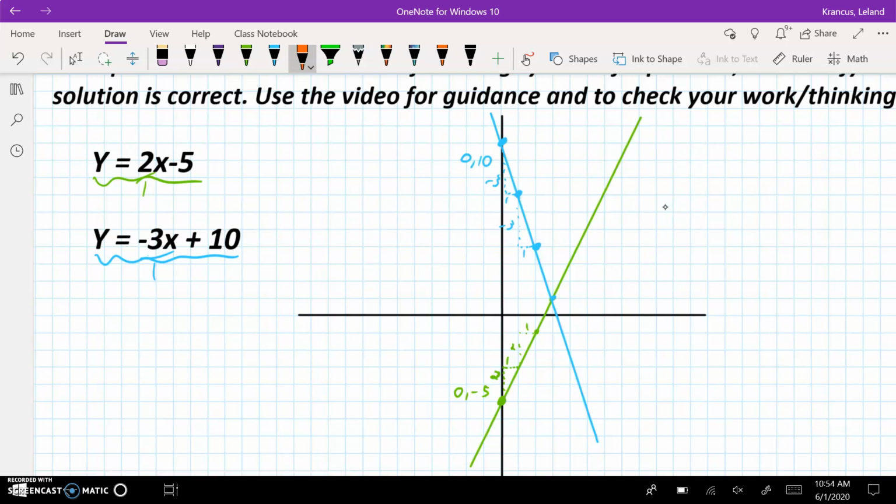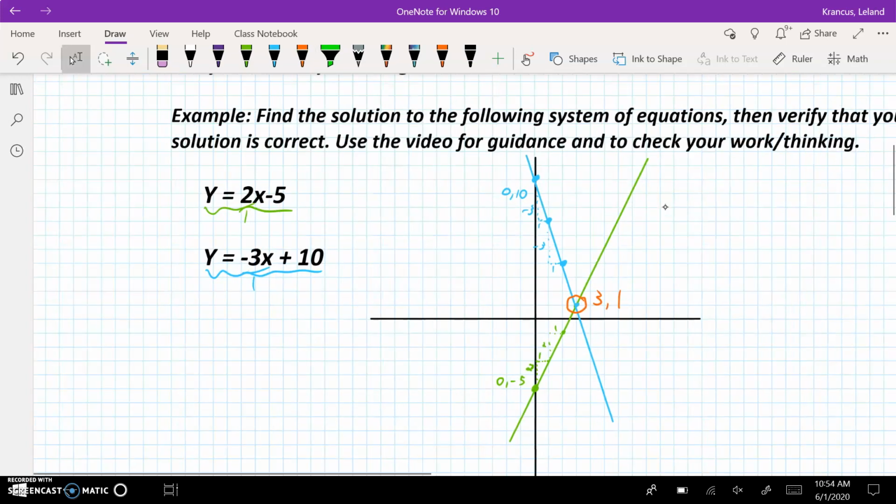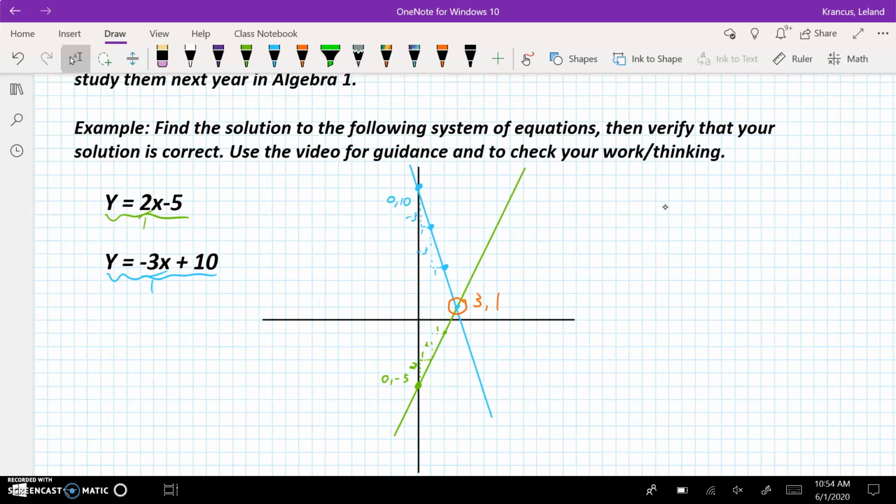Okay, so on this one, notice, looks like the solution to this system of equations is about x is 3, y is 1. And so we want to verify that that solution is correct. So when we verify that your solution is correct, that just means we're going to put 3, 1 into both equations and make sure that it makes both equations true.